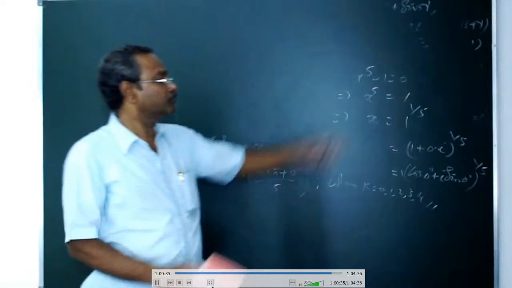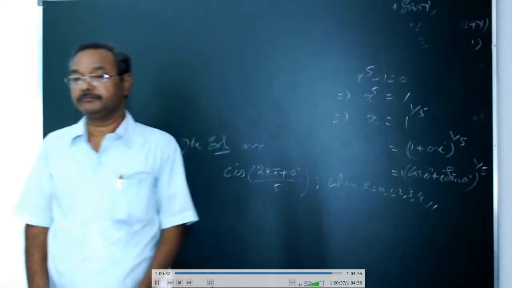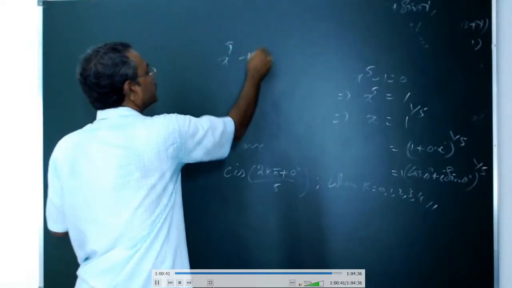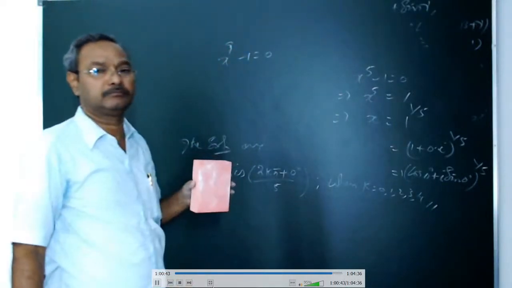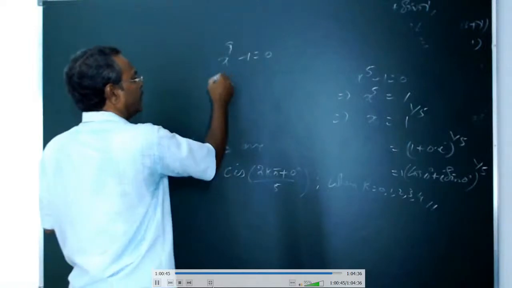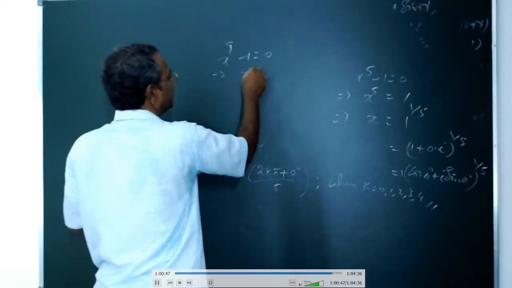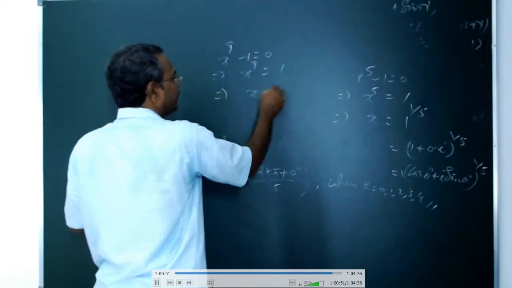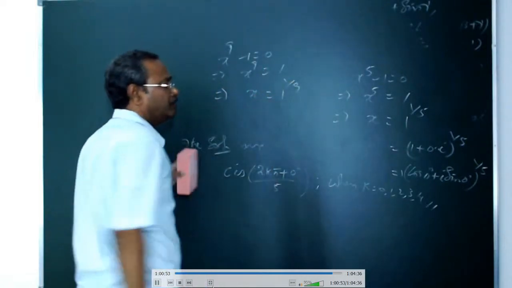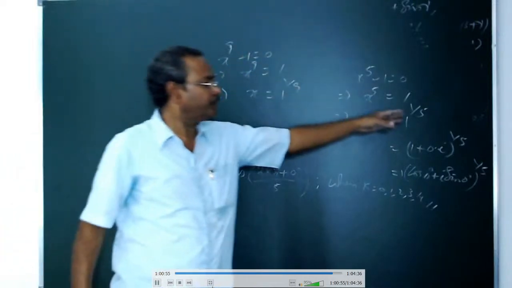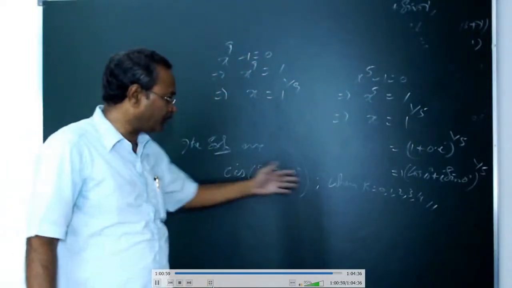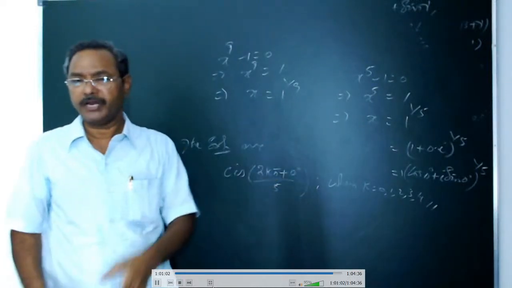We got the solutions of this equation. Suppose the equation is x to the power of 9 minus 1 equal to 0. What is the difference? x to the power of 9 minus 1 equal to 0 means x to the power of 9 is equal to 1. That means x equals 1 to the power of 1 by 9. That means instead of the fifth roots, you are asked to find the ninth roots. If this is the formula for the fifth roots, what is the formula for the ninth roots?